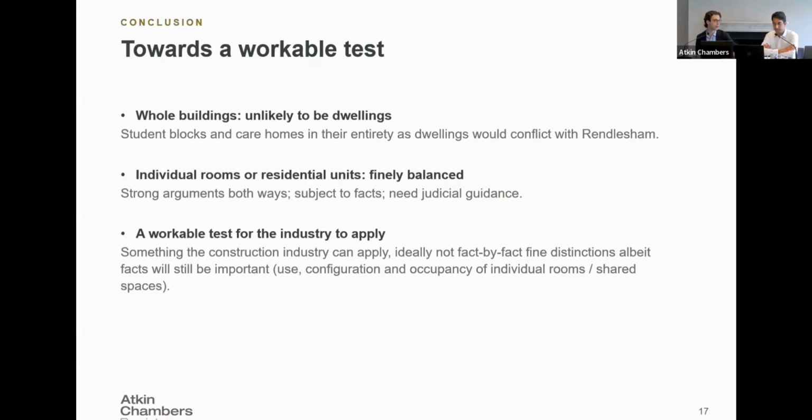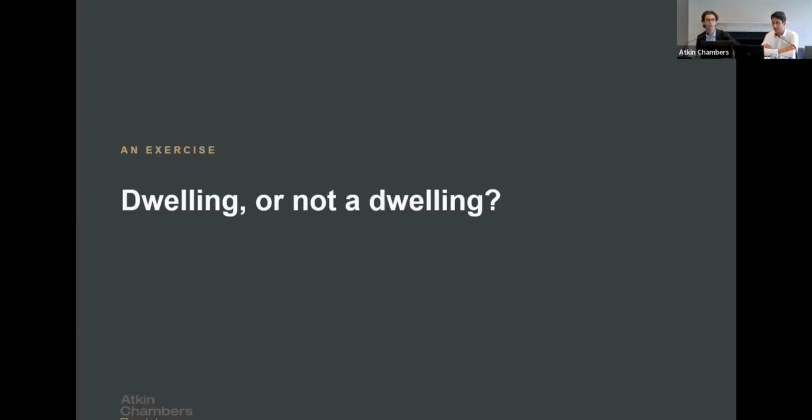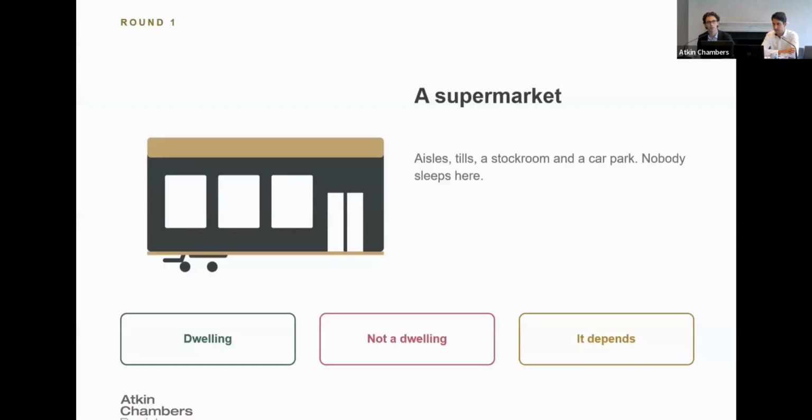And unless you have anything on concluding that, we've got an exercise or game, which is to consider some different building types and whether or not we think they're dwellings or not a dwelling, some easier than others. I think, as will be aware to everyone, there are varieties of different complex building types, and this is a way of having a look at how the authorities might apply in practice.